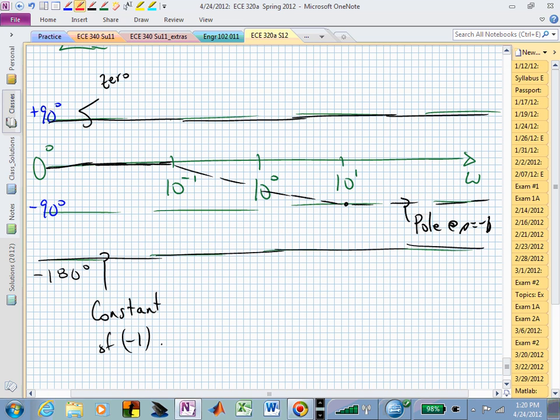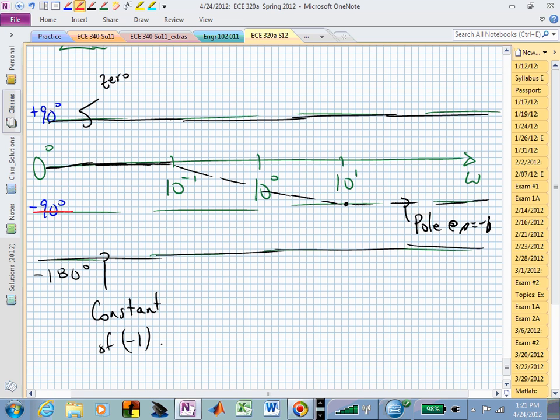And now here's why you learned your math, so that you can add. 90 minus 180. We start here at minus 90. Where should we end up in terms of our angle? Minus 180, right? Because of that minus sign.